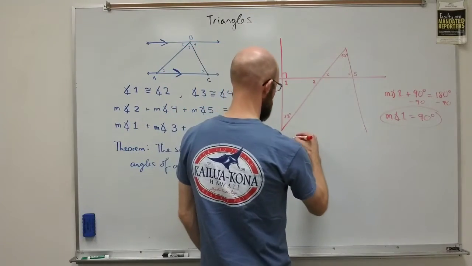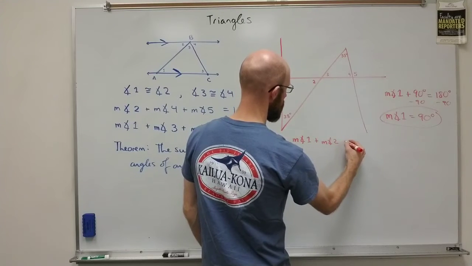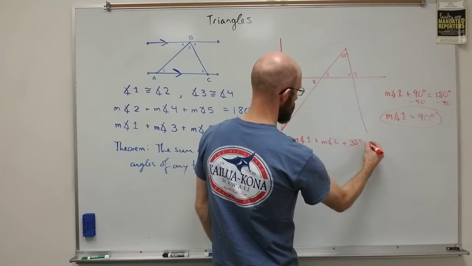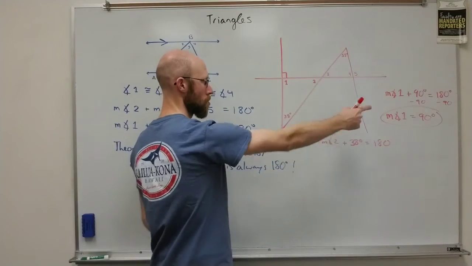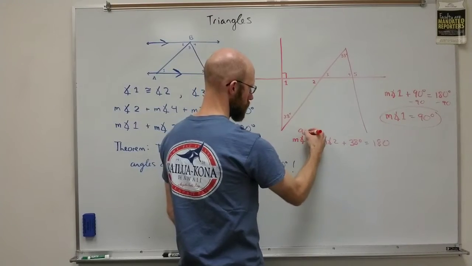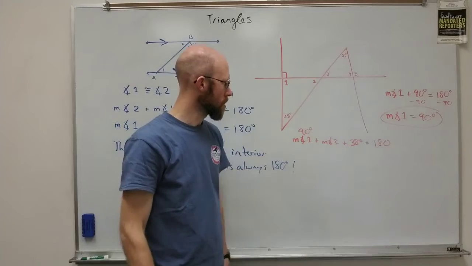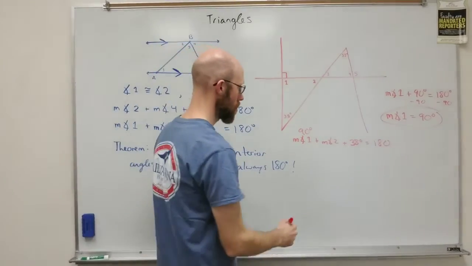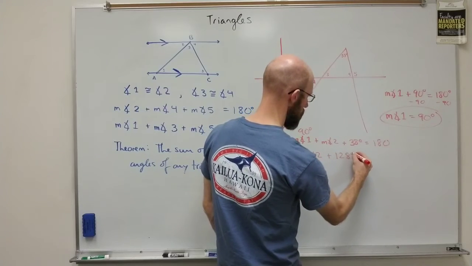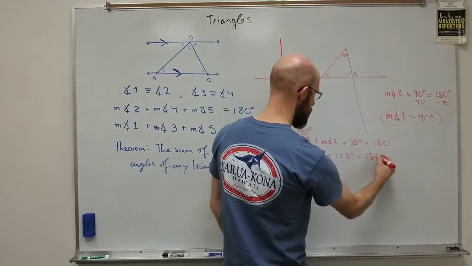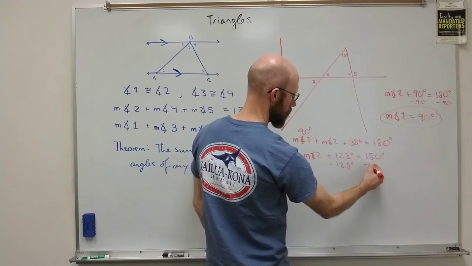So we take the measure of angle 1 plus the measure of angle 2 plus 38 degrees equals 180. Measure of angle 1 I know to be 90 degrees, so I'm going to throw a 90 in there. Now if I add 90 and 38, that gives me 128. So the measure of angle 2 plus 128 is equal to 180. And all I have to do is subtract off the 128.